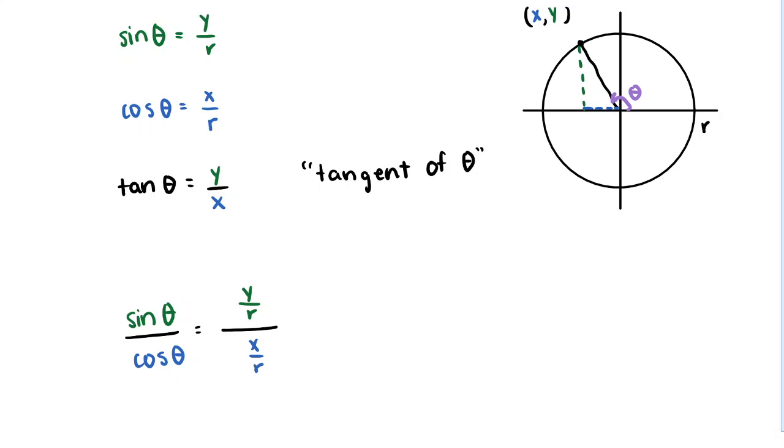And so here we've got this fraction within fractions. And this is really just telling us to divide these two fractions. And so let me just rewrite it that way. Maybe it'll come out a little more clearly. If I have this y over r in the numerator and x over r in the denominator, that's really the same as y over r divided by x over r.